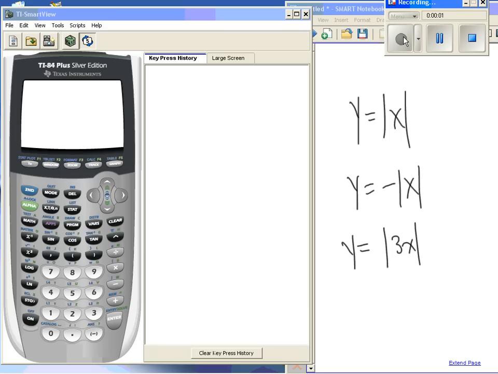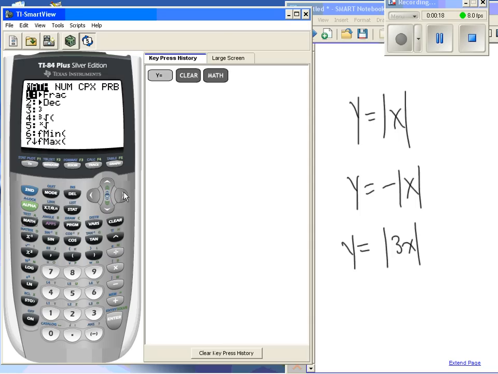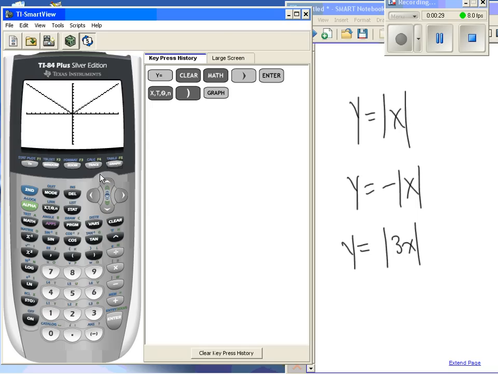The purpose of this tutorial is to show you how to graph absolute value equations on your graphing calculator. To graph y equals the absolute value of x, we go to the y equals menu. We clear out anything that's in the y equals menu. Now, we go to math, number, choice one for absolute value, punch in x, close off the parentheses, hit graph.